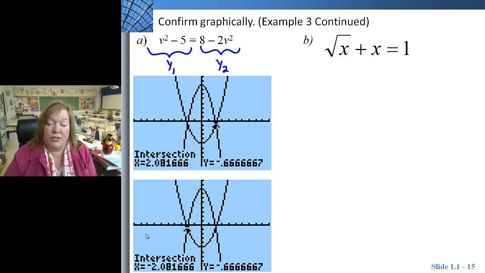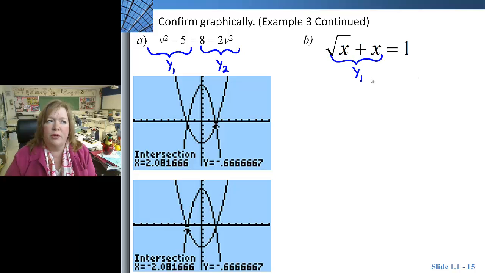Then do the same process, but when you go to do the other one, remember to arrow to the left. So you do second, trace button to take you to the calculate menu, and then arrow to the other intersection. Make sure your cursor is closer to the other intersection. Then hit enter, enter, enter, and you'll get negative 2.081666. So there's your solutions, and you've confirmed that, yes, indeed, you did the thing properly.